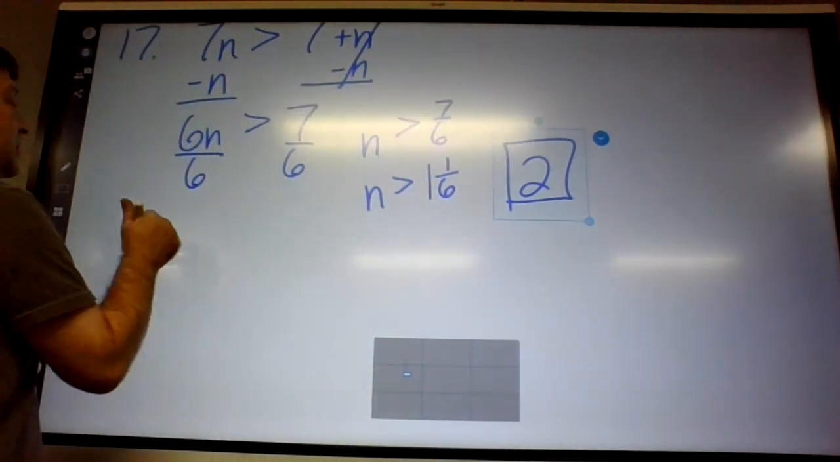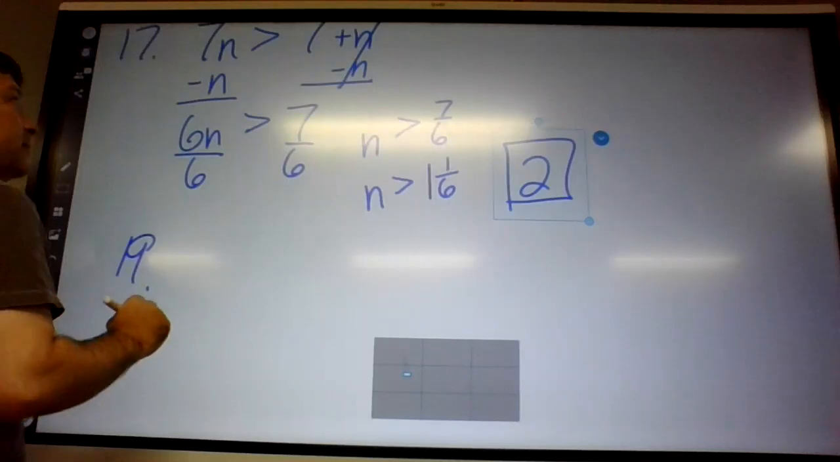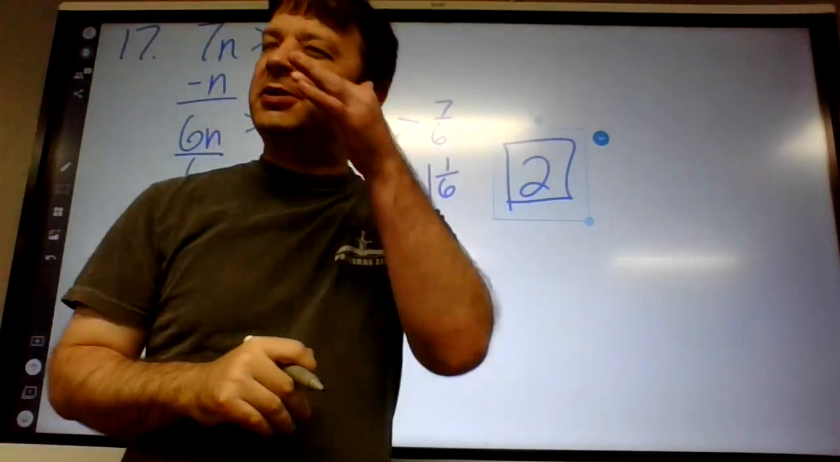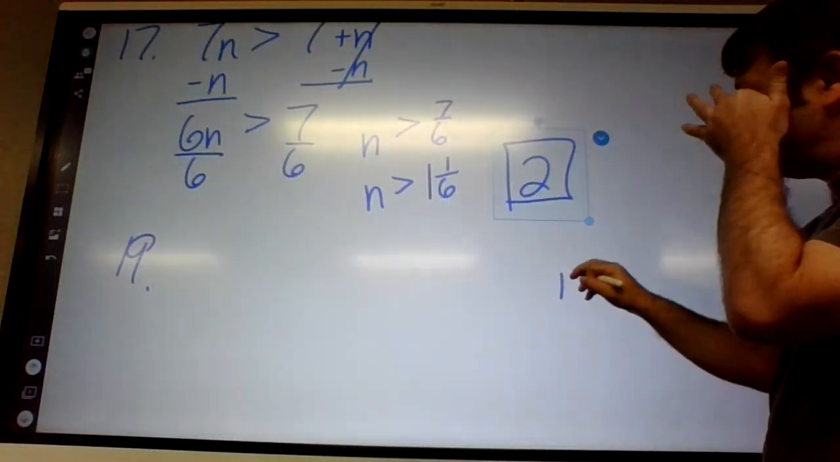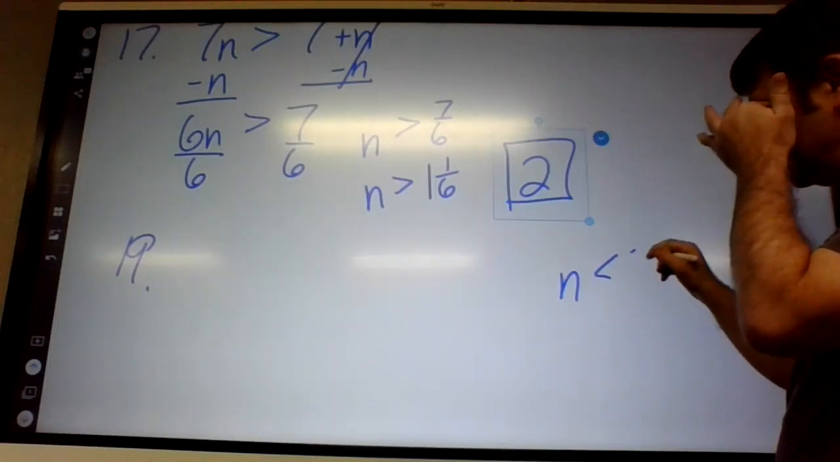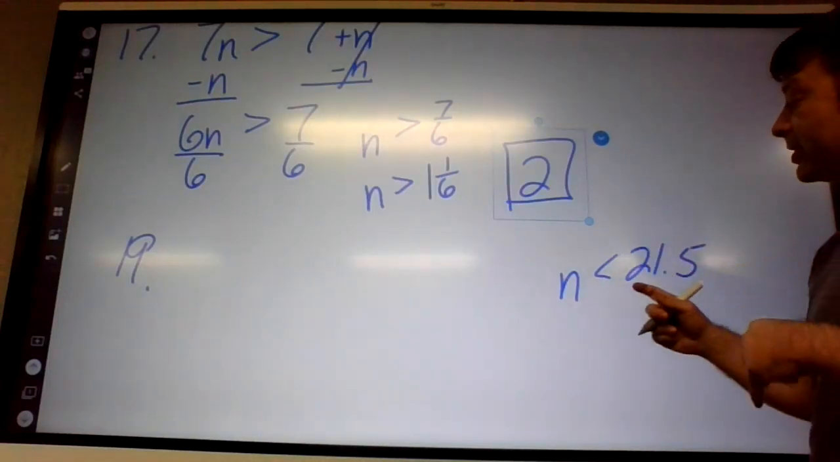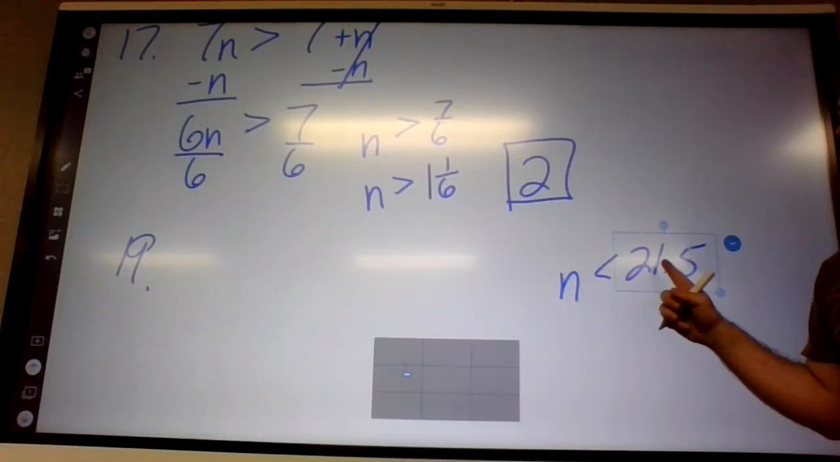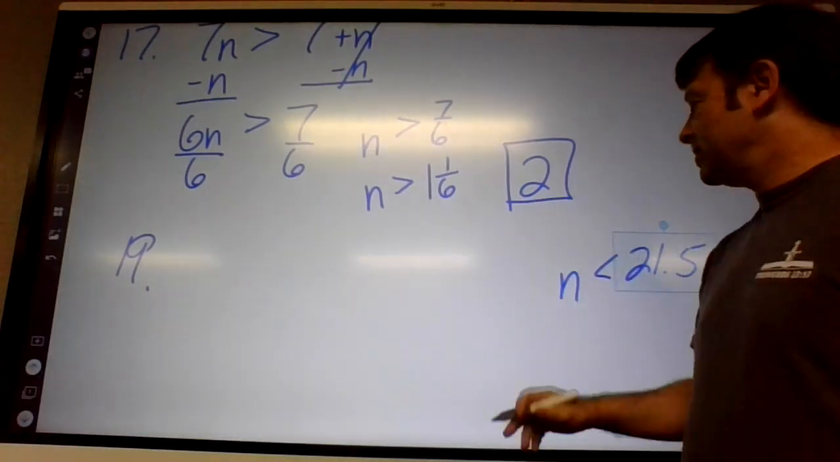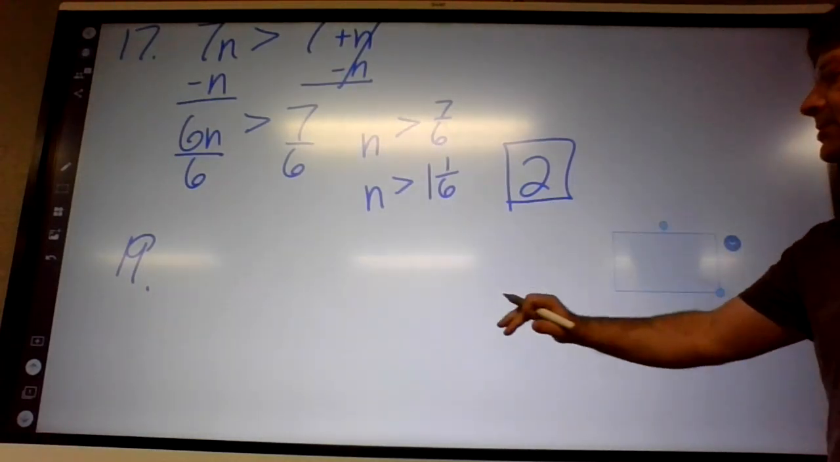That's what they asked for. On 16, they asked for the largest that's possible. So you'll have something like, I don't know, n is less than 21.5 or whatever. So what's the largest number possible for that? That would be 21. Largest integer that's less than 21.5. I just made that up. That's not the actual answer.